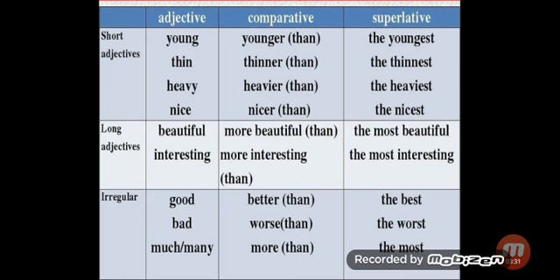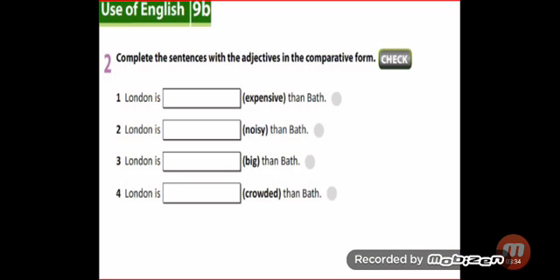Do you understand, dear pupils? Now, exercise number 2. Complete the sentence with the adjectives in the comparative form. London is more expensive than Bath. London is noisier than Bath. London is bigger than Bath. London is more crowded than Bath.